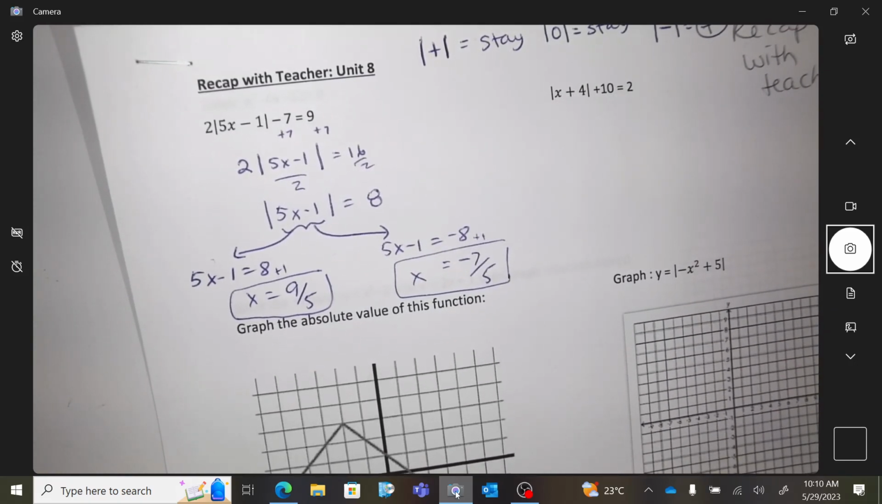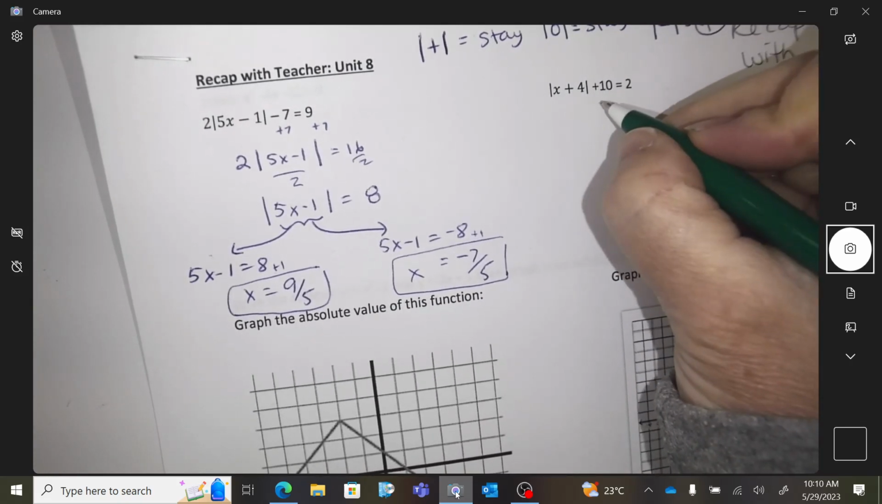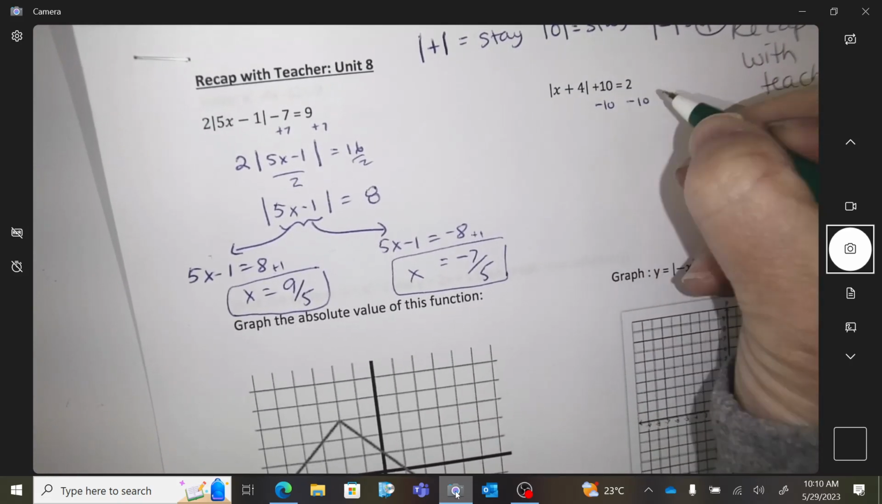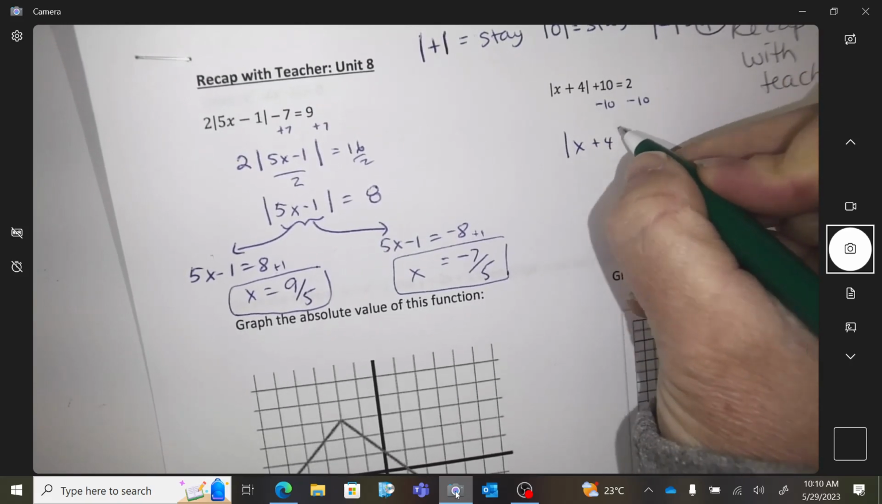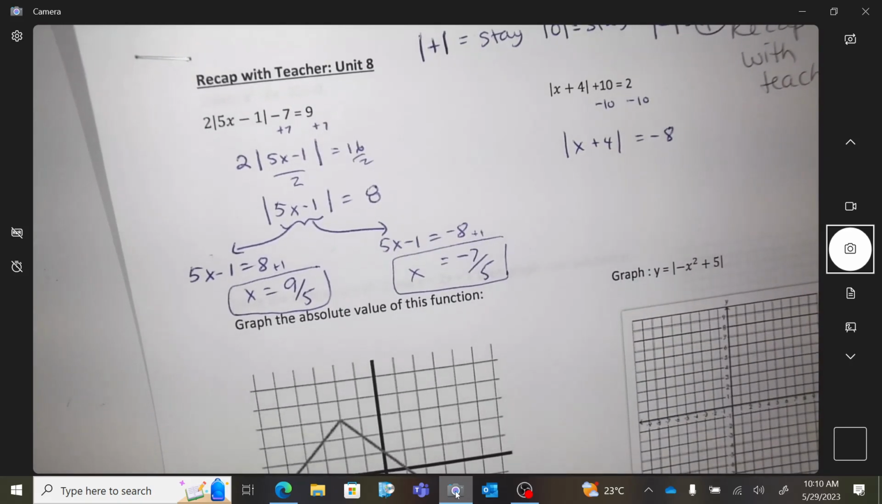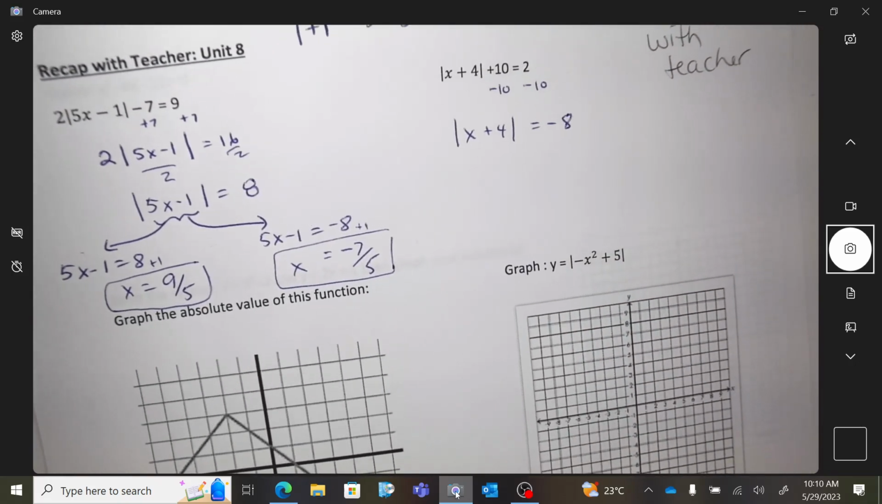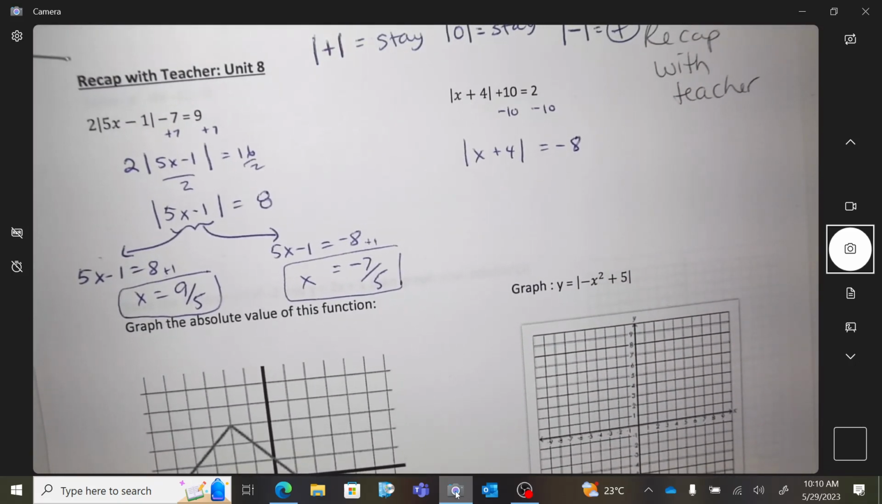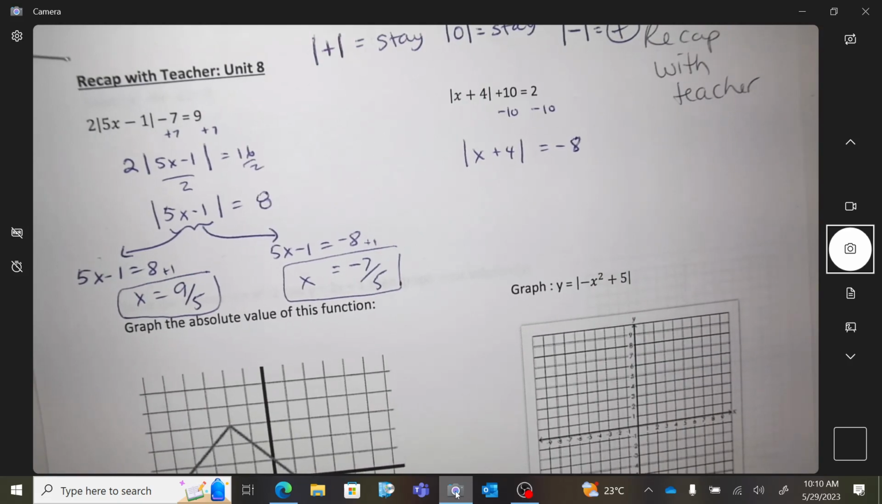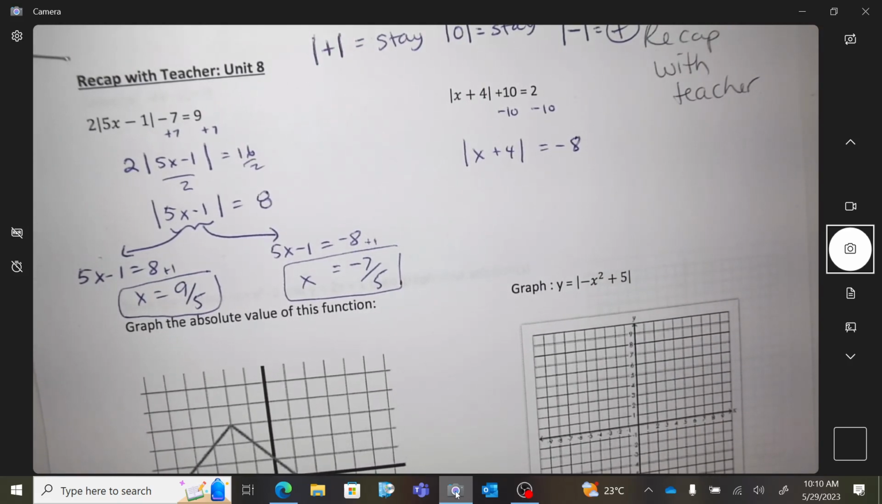If you're getting a fraction, just leave it as a fraction. Okay, number 2 here, I'm going to minus 10. Minus 10 to get that isolation part. And now what? No solution.